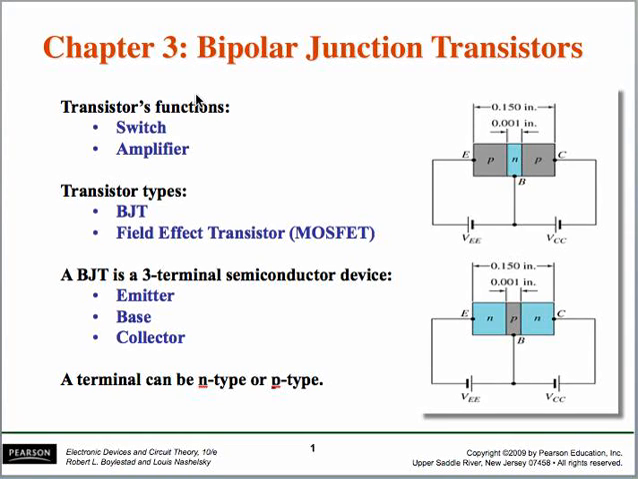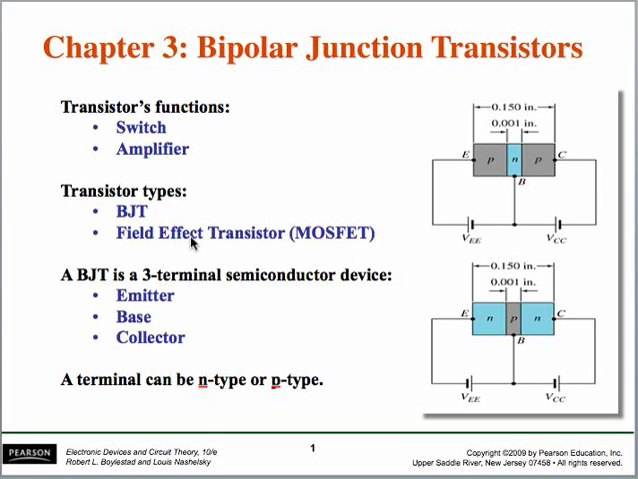Let's begin. So this is chapter 3, and a transistor can function as a switch or an amplifier. There are two types of transistors that you will learn in this course, KL 2174. The first type is BJT, which is an acronym for Bipolar Junction Transistor, and the second type is the FET transistor, or the full name is MOSFET, which stands for Metal Oxide Semiconductor Field Effect Transistor.